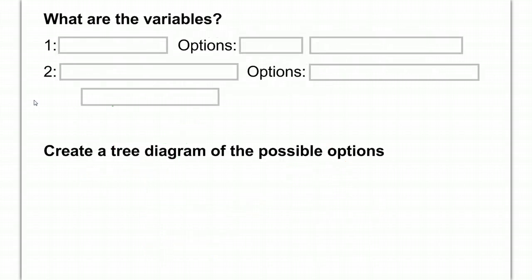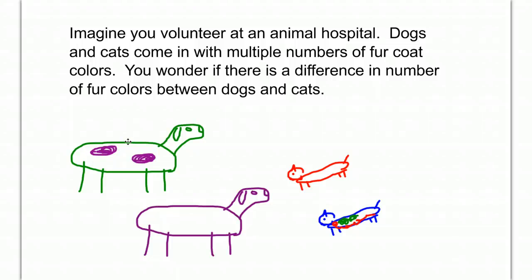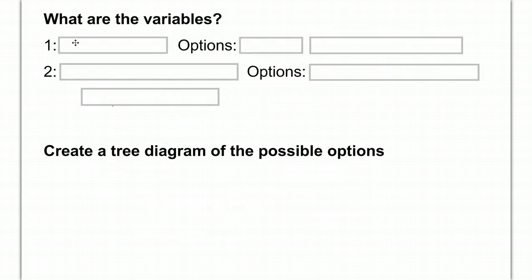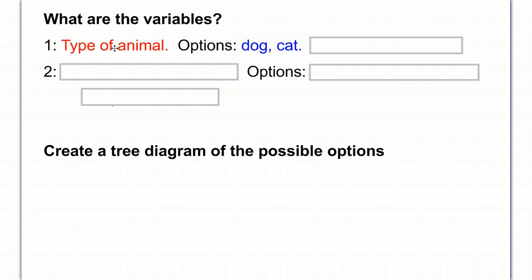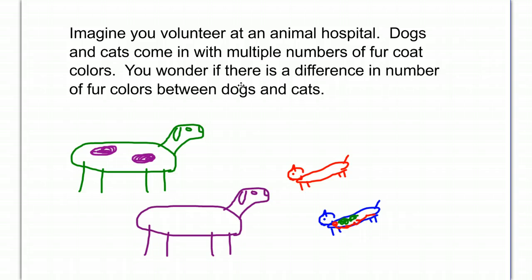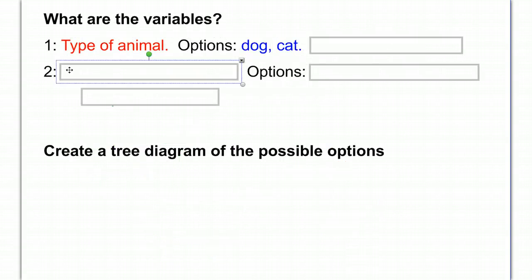So to figure out what your variables are, you have to think through what are the two questions you're asking about these animals. So for one, you have two different types of animals, dogs or cats. So dogs and cats would be the types of animals. So the types of animal would be your variable or your question. The options would be dog or cat. The other one is the number of fur coat colors. You want to know how many colors are in their coat.